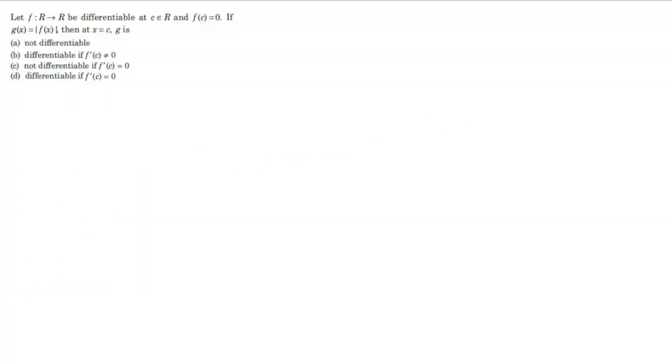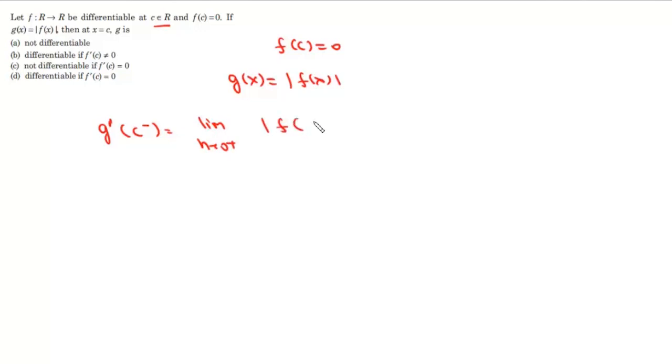Now here the question is, if f is defined from R to R and it is differentiable at c belongs to R, and f c is 0, it says if g x is equal to mod of f x, then we have to discuss the differentiability of g x. Now if we look at g dash c negative, it will be the limit h tends to 0 positive of mod of f c minus h minus mod of f c upon minus h. Now we are given that f c is 0.